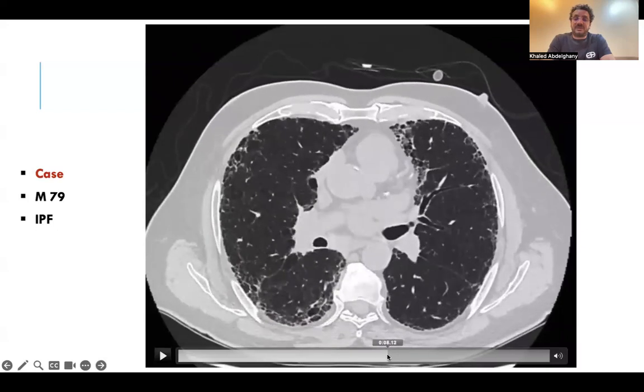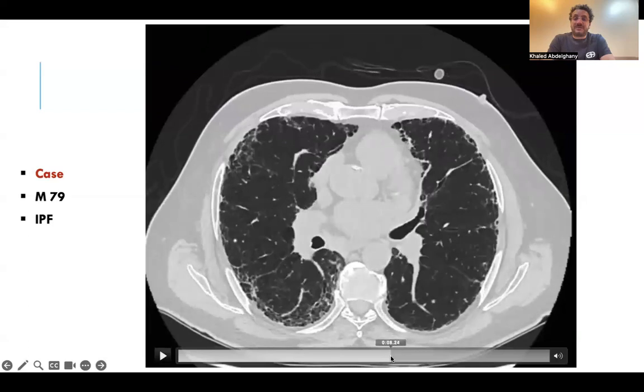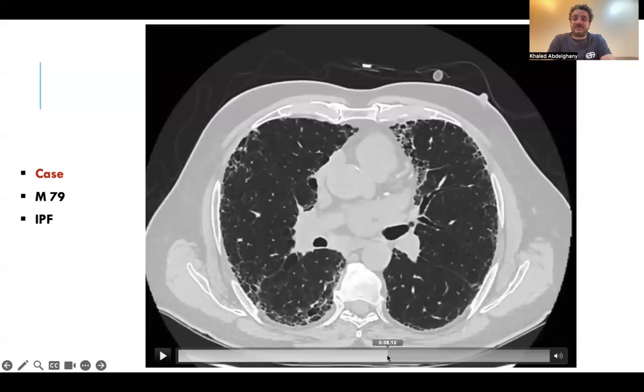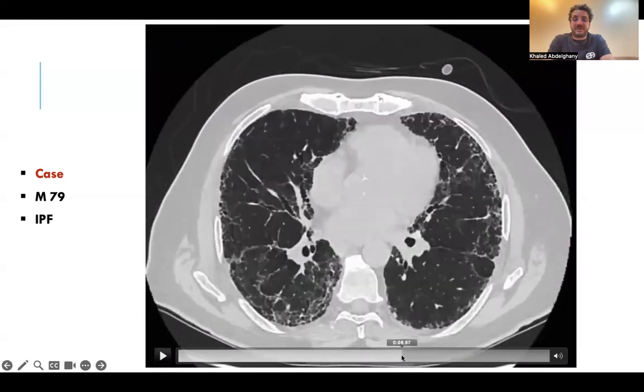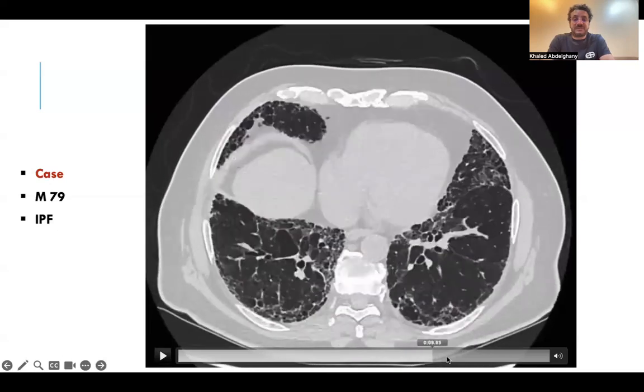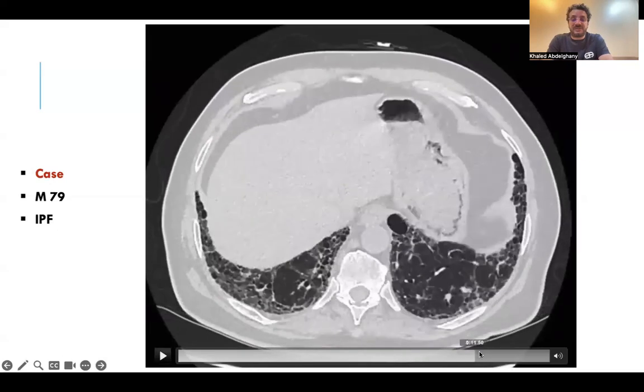There is no triad of bronchocentric fibrosis: irregular reticulation, ground glass, and traction bronchiectasis. According to this definition, this is not bronchocentric fibrosis, only traction bronchiectasis, with no ground glass and no irregular reticulation. So we have confined subpleural, peripheral, apicobasal gradient honeycombing, irregular reticulation, and traction bronchiectasis.